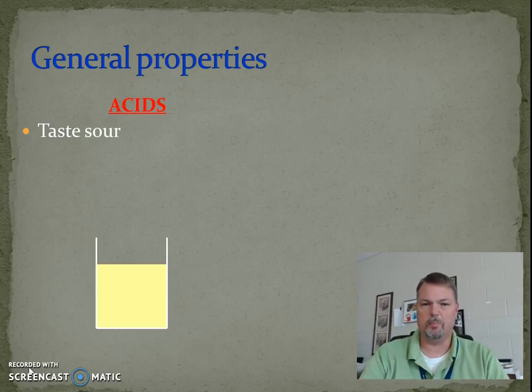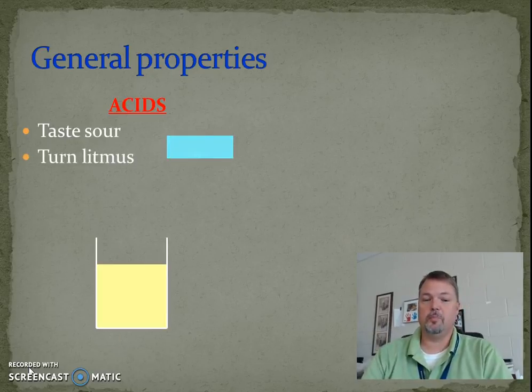Lemons have a really sour taste. Anything that's citrus like oranges or even apples, a sour Granny Smith apple. Sour Patch Kids are great examples of something that would be acidic, something that would have that sour taste.